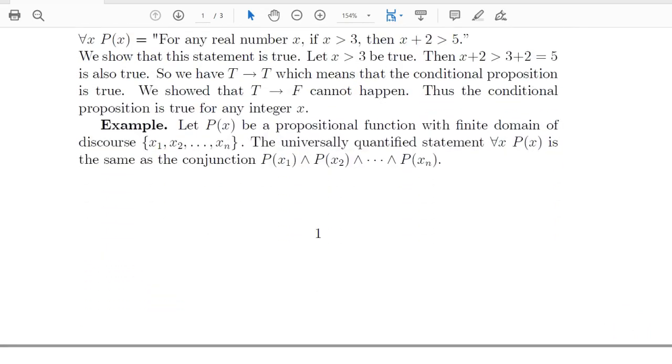Another example. Let P(x) be a propositional function with finite domain of discourse x1 and so on to xn. The universally quantified statement "for every x, P(x)" is the same as this conjunction: P(x1) and P(x2) and so on and P(xn).